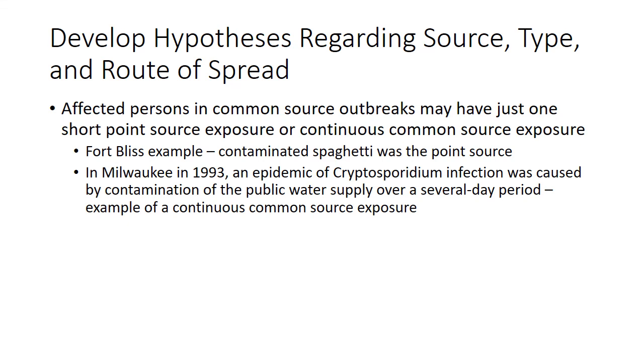However, in an example from Milwaukee back in '93, they had an epidemic of cryptosporidium infection that was caused by contamination of the public water supply over a several day period. So in that case it was more of a drawn out period. It's more difficult to identify those sources when people are having chronic exposures over a longer period of time. It's still common source exposure, it just may have been over a longer period of time.